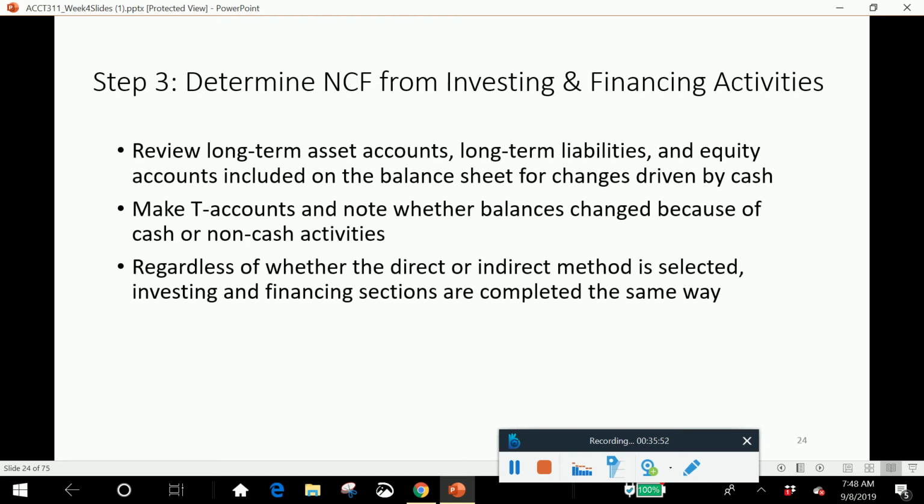Okay, so now we're ready to move on to net cash flows from investing and financing activities. We're going to follow a similar process. We're going to review our long-term asset accounts, our long-term liability accounts, and our equity accounts included on the balance sheet for the changes that are driven by cash. I find it easy to make T accounts and note whether balances have changed because of cash or non-cash activities. And it's also important to remember that regardless of whether you selected the direct method or the indirect method for your operating section, when it comes to investing and financing, they are completed the same way.